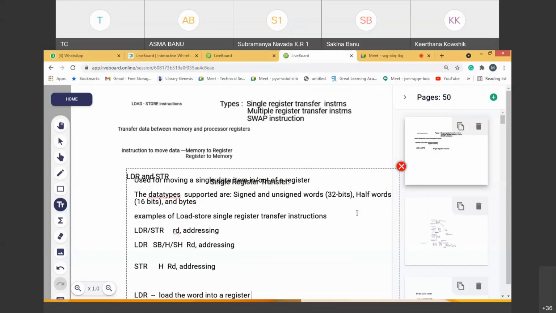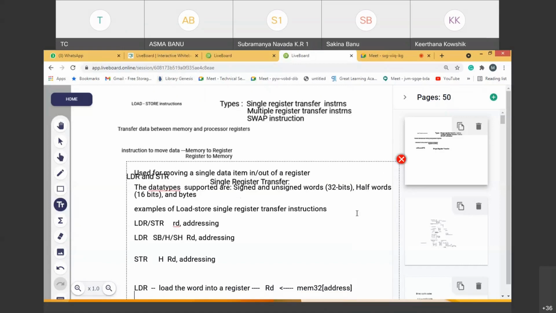How do you do that? You say that Rd is the destination register. For this, I will load from this side, with this arrow I am showing that I am loading the contents of the memory. How will I show the memory location? I wanted to give the size of the memory, so I'll call it mem as the memory. 32 says that it is 32-bit size, and it has an address. Please understand it like this.